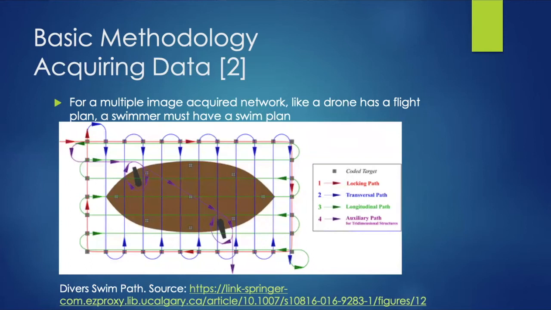For a multiple image acquired network, like a drone has a flight plan, a swimmer must have a swim plan. So shown here, we have the locking path, which runs along the outside of the area of interest, and then goes into the traversal path, going up and down over the area of interest. We then end going up to the longitudinal path, which is left to right, right to left. And then finally, we end up in the auxiliary path, where we go over specific objects of interest.